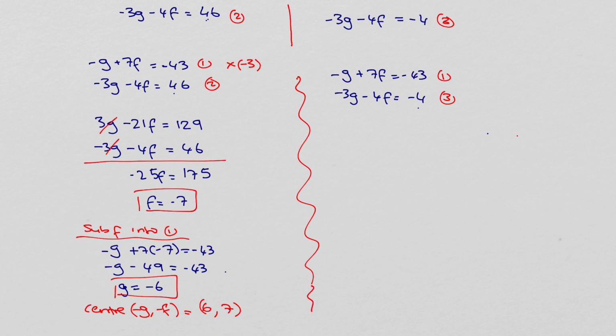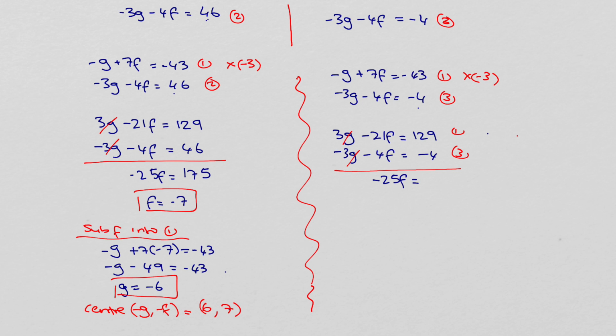Where if we took the other set of equations, and again if I multiply the first one by minus 3, well that gives me 3g minus 21f is equal to 129. And then we have minus 3g minus 4f equals minus 4. So minus 3g and plus 3g is 0. Minus 21f and minus 4f is minus 25f. And 129 minus 4 is 125. And therefore we get f is equal to minus 5.